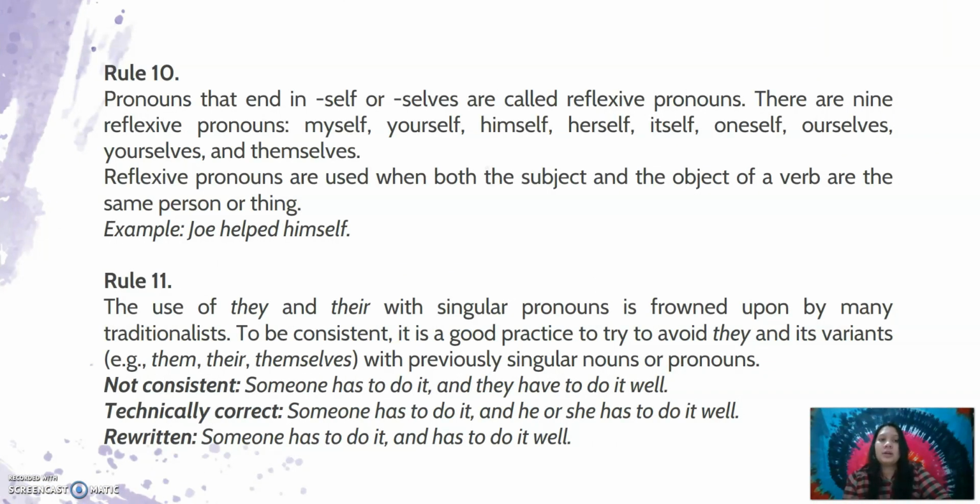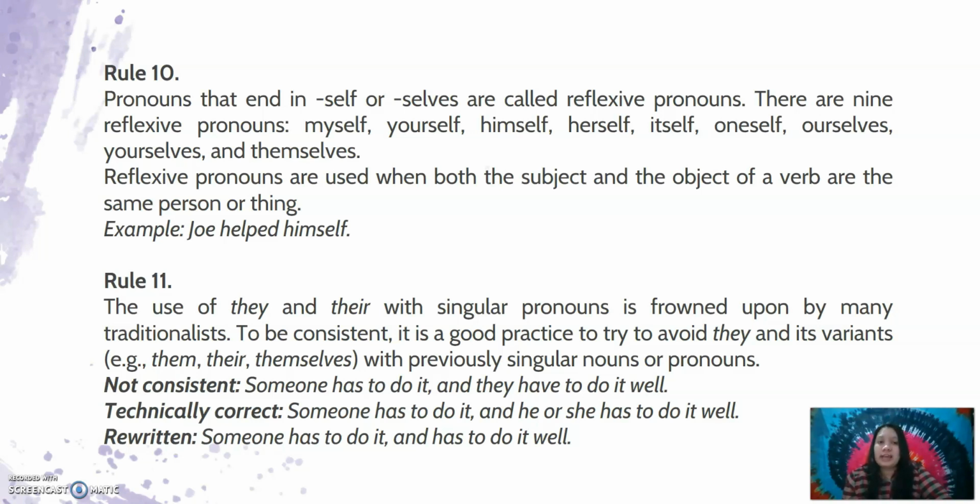Rule 10. Pronouns that end in self or selves are called reflexive pronouns. There are 9 reflexive pronouns: myself, yourself, himself, herself, itself, oneself, ourselves, yourselves, and themselves. Reflexive pronouns are used when both the subject and the object of a verb are the same person or thing. Example: Joe helped himself.